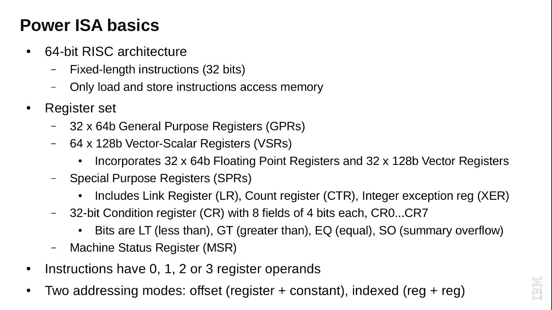I'll just talk briefly about what the Power ISA is like. It's a 64-bit RISC architecture, RISC in the sense that it has fixed length instructions of 32 bits, and the only instructions that access memory are the load and store instructions. So there's no add two values and store the result in memory in one instruction like you would get on x86 or System 390 or 68,000 or those kinds of architectures.